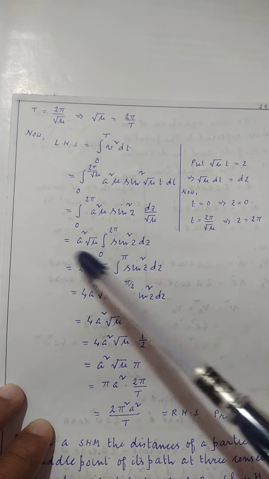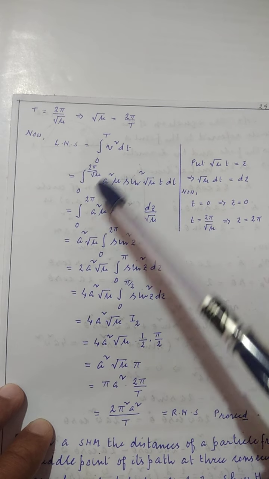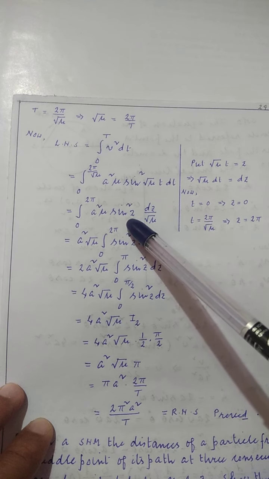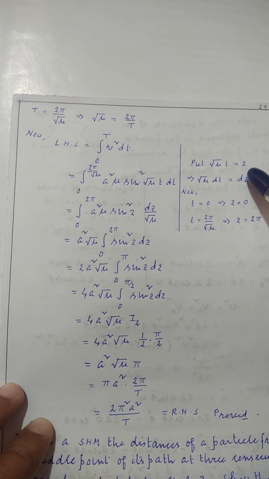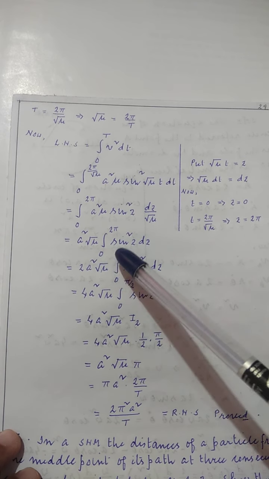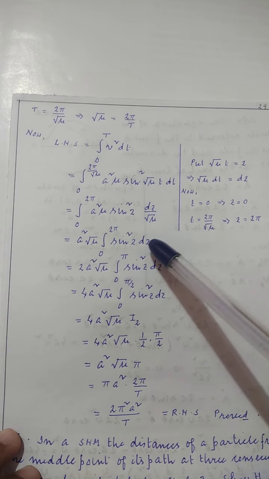So do this substitution in this integral. So what will you get? Now the limit of integration, you will get 0 to twice pi, a square mu sine square. In place of root over mu t you will get z, and in place of dt you will get dz by root over mu. So take the constant outside, a square root over mu. So you will get integral 0 to twice pi sine square z dz.